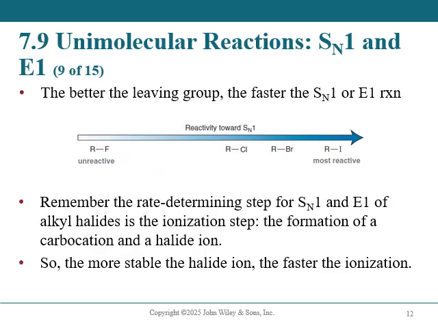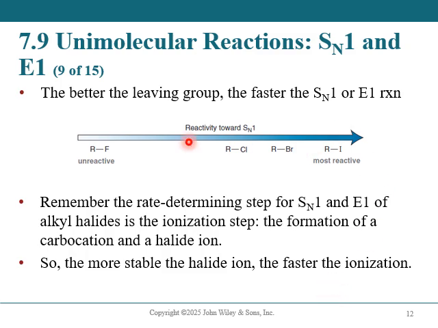The better the leaving group, the faster the reaction proceeds, right? The idea here is that if you can get that formation of the carbocation to happen as fast as possible, since that is the rate determining step, the faster you make that happen, the faster the entirety of the reaction happens as well.